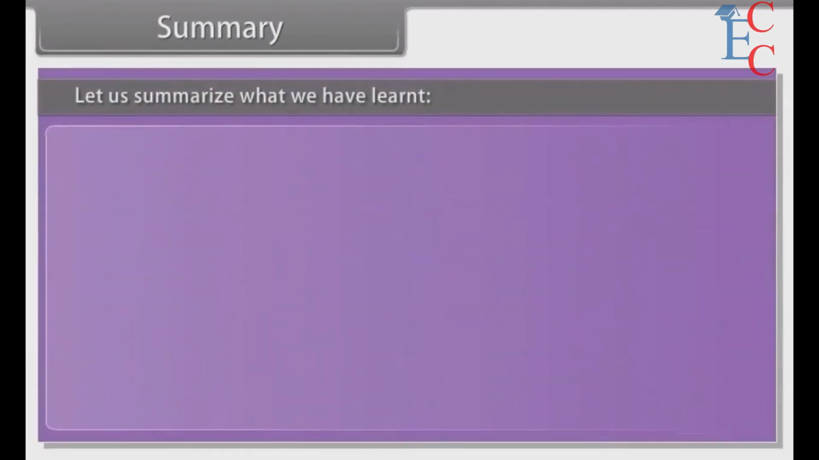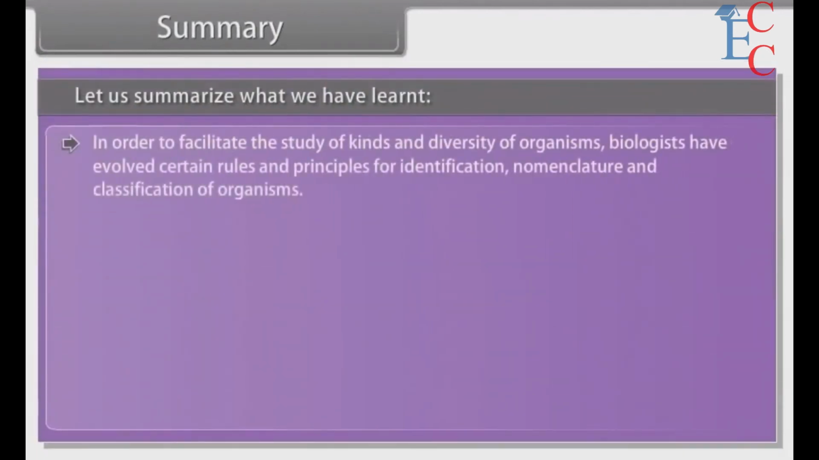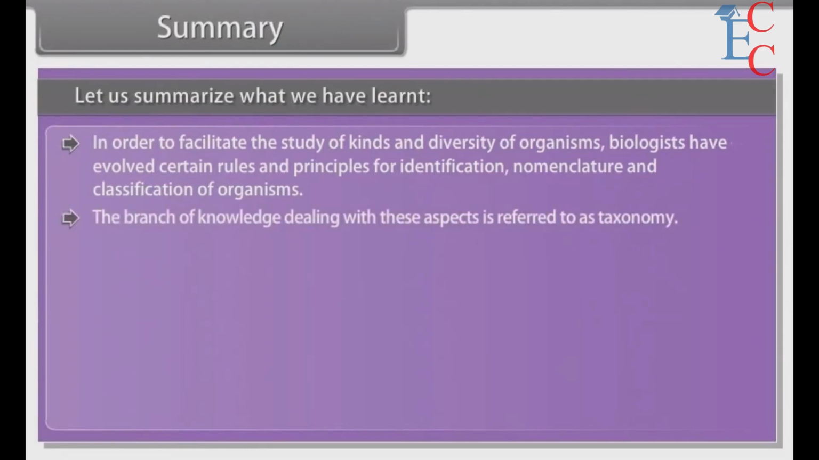Summary: Let us summarize what we have learned. In order to facilitate the study of kinds and diversity of organisms, biologists have evolved certain rules and principles for identification, nomenclature, and classification of organisms. The branch of knowledge dealing with these aspects is referred to as taxonomy.